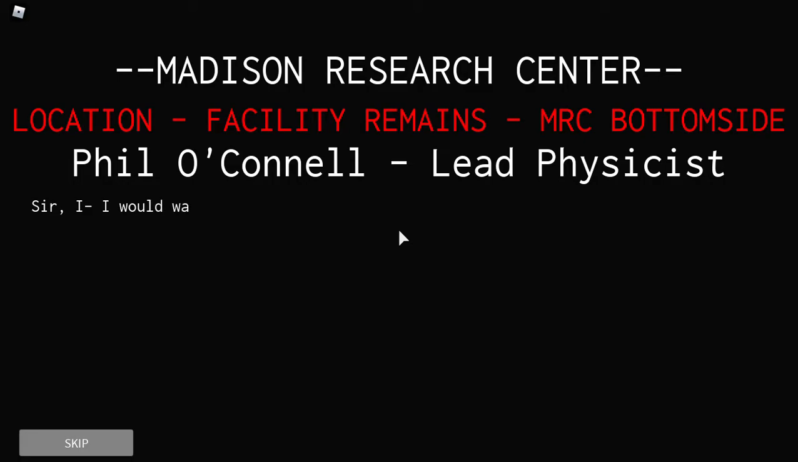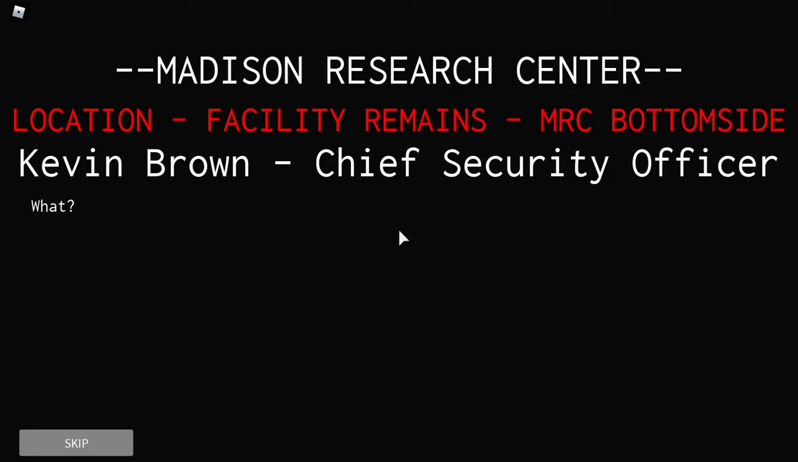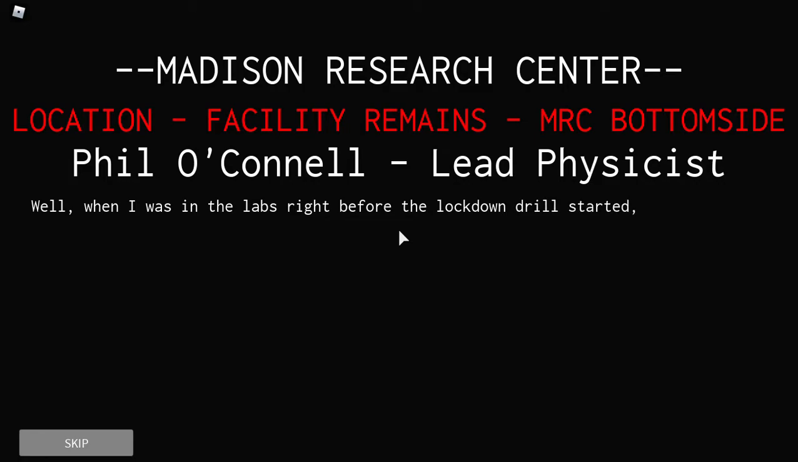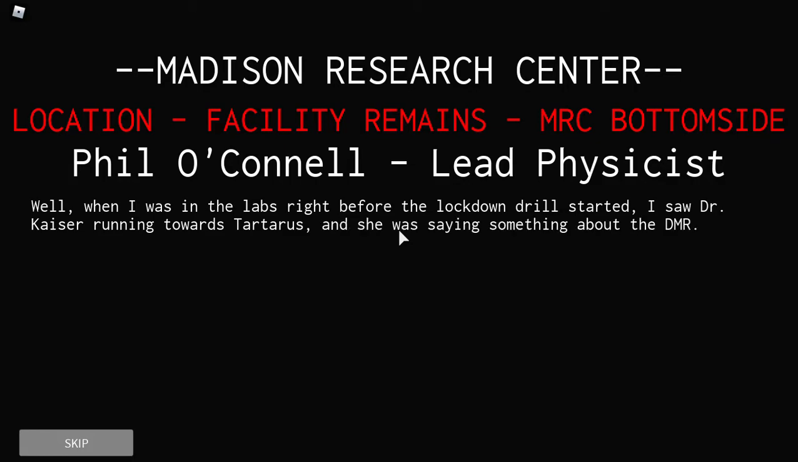Sir, I would wait for a debrief, but given the magnitude. What? Well, when I was in the labs, right before the lockdown started, I saw Dr. Qserf running towards Tartarus, and she was saying something about the DMR. And when the evac started, one of the reactor ops guys said the shutdown code was just gone. Sir, what I'm trying to say is, I don't think this was an accident, and the public deserves to know that.